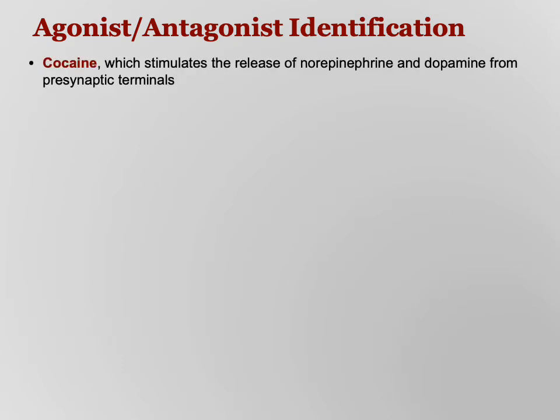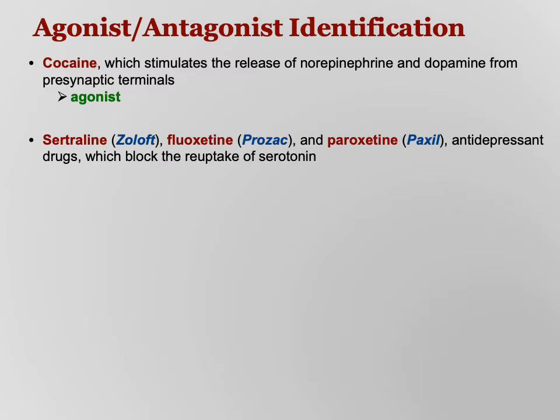Okay, so a couple more. Cocaine stimulates the release of norepinephrine and dopamine from presynaptic terminals. So it causes more norepinephrine and dopamine to get released, therefore it's an agonist. Yes, indeed it is. So sertraline, which is sold as Zoloft, fluoxetine sold as Prozac, paroxetine sold as Paxil, these are popular antidepressant drugs. And what they do is they block the reuptake of serotonin. So remember, there are two ways to get neurotransmitters out of a synapse, either enzymatic degradation or reuptake. So these popular antidepressant drugs block the reuptake of serotonin. So what happens? More serotonin stays in the synapse, therefore these drugs are agonists.